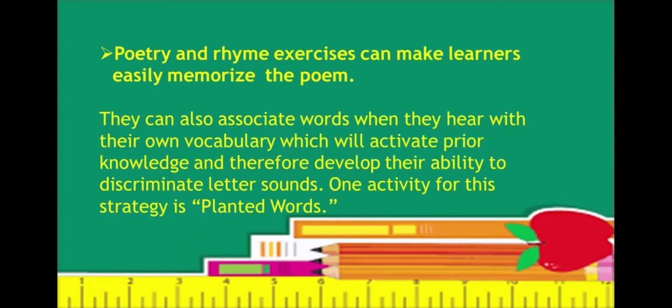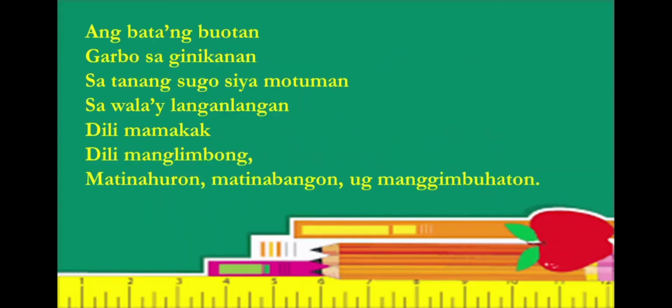So I have here an example of a Visayan poem. This poem is a common and old poem, and I think some of you are familiar with this poem. You can also read it with me. Ang batang buutan, garbo sa ginikanan. Sa tanang sugo siya mutuman, sa walay langan-langan. Dili mamakak, dili manglimbong, matinahuron, matinabangon, ug manggimbuhaton.